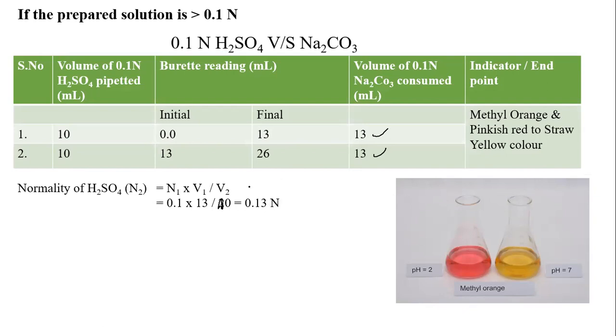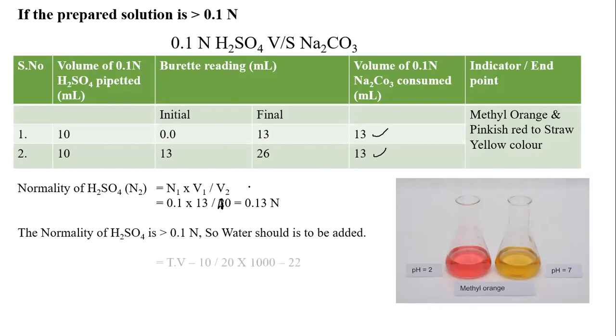So here the condition is we have added more acid. So to reduce this high normality, the normality is more than 0.1 normal, so we have to put some water. So water should be added. Let us see that. For this also there is another formula: your titrant value minus 10 divided by 20. 20 is nothing but this 20, 2 times we have titrated, into 1000 divided by 22.